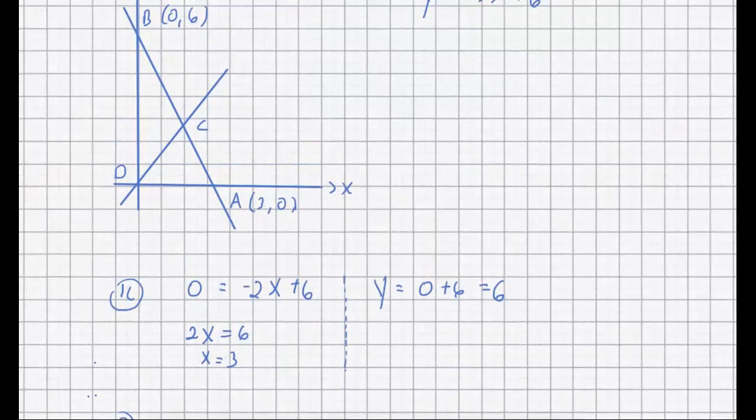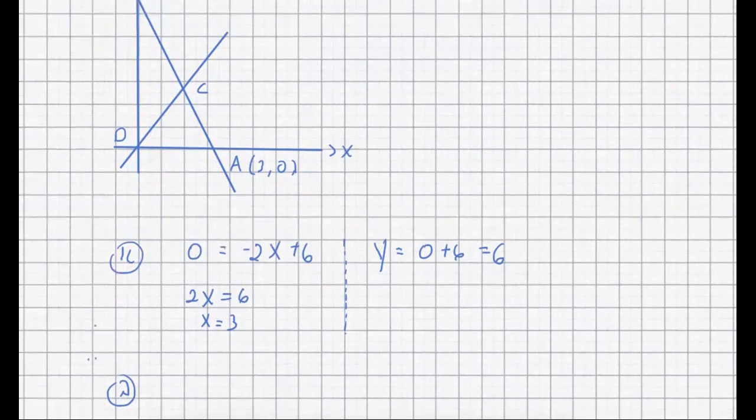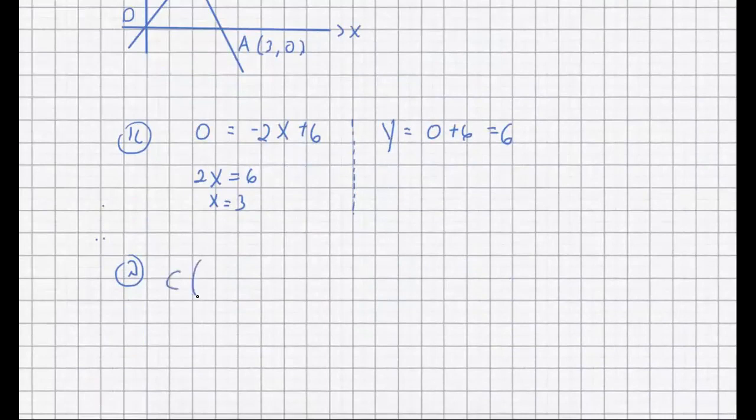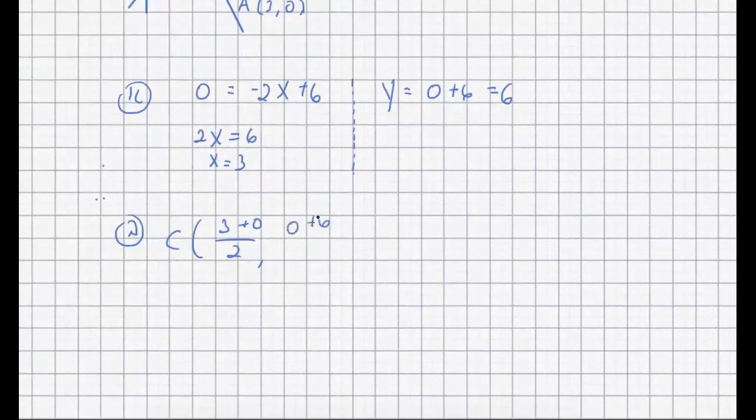So C is between A and B. How do we do it? Okay, so y1, y2. You take the x1 and the x2 divided by 2 to find the x. So 3 plus 0 divided by 2. So we know that C is 3 plus 0 over 2. And then y1 plus y2, so 0 plus 6 divided by 2 is 3. Exactly. So we know that C is 1.5, comma 3. Okay?